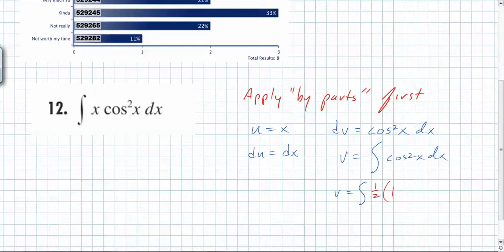Hold on. When two of you speak at the exact same time, not good. Erica, go. 1 plus cosine of what? 2x. Do you agree with that? Yeah. Do people agree with that?